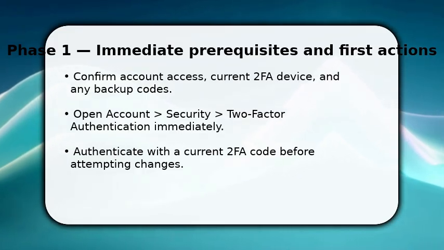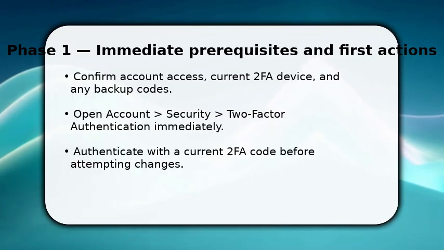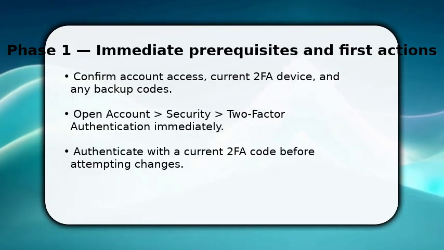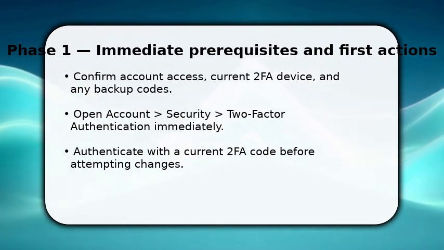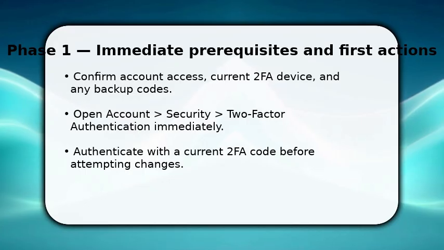After authentication, look for the option to manage or disable two-factor methods. This is the first actionable control you will use to begin removal. Also prepare an alternate contact method for email or phone confirmation prompts.